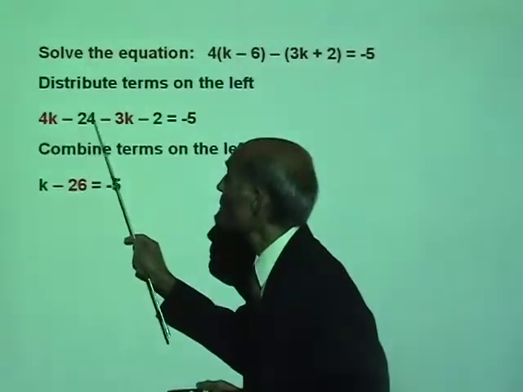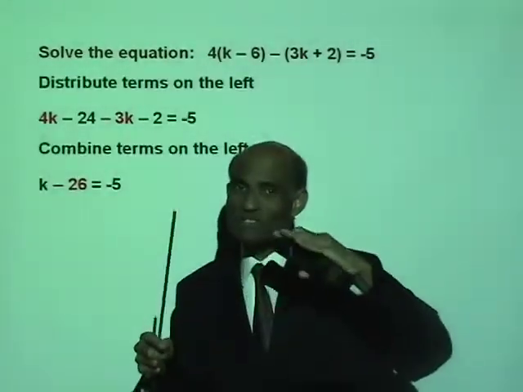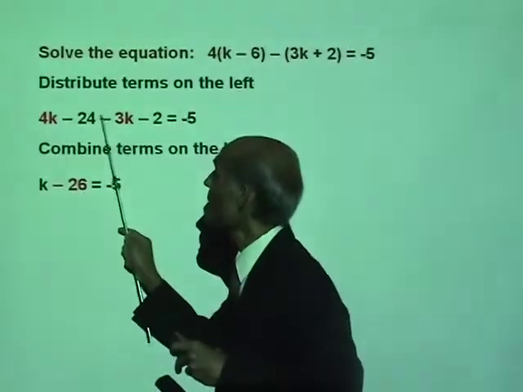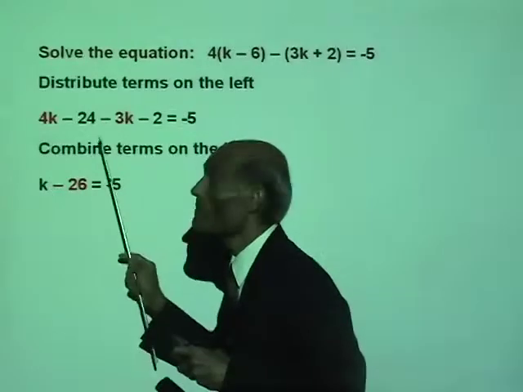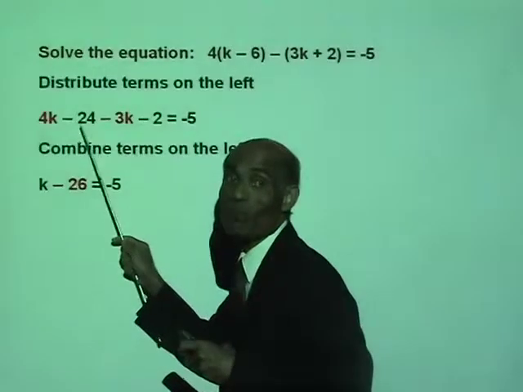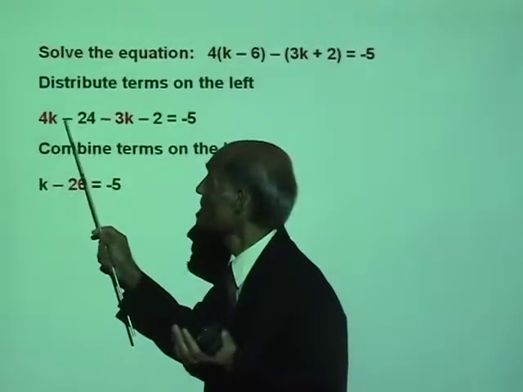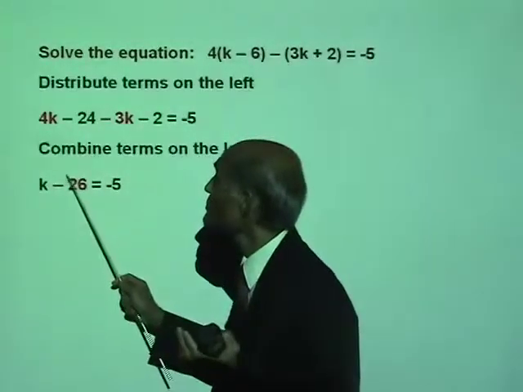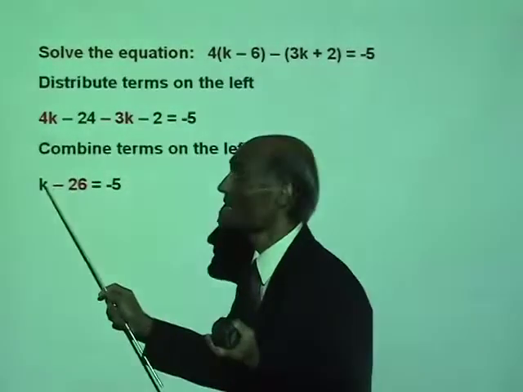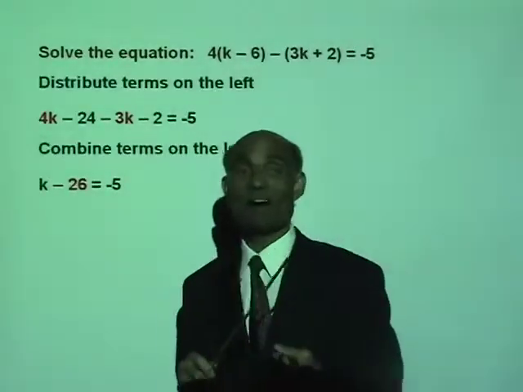And negative 24 minus 2. You can see I'm actually avoiding simple steps now, hoping that you understand this. 4k minus 3k is a k. And what is minus 24 minus 2? They are both negative, so add them and use the negative sign. Negative 24 minus 2 is negative 26. So the left side now is k minus 26 and the right side is negative 5.